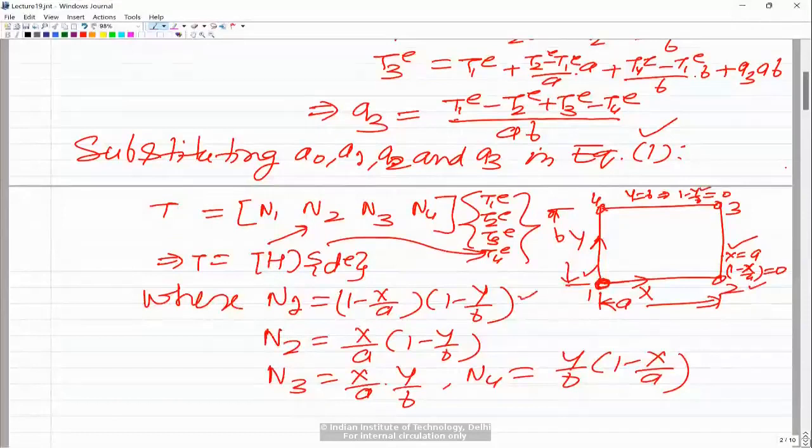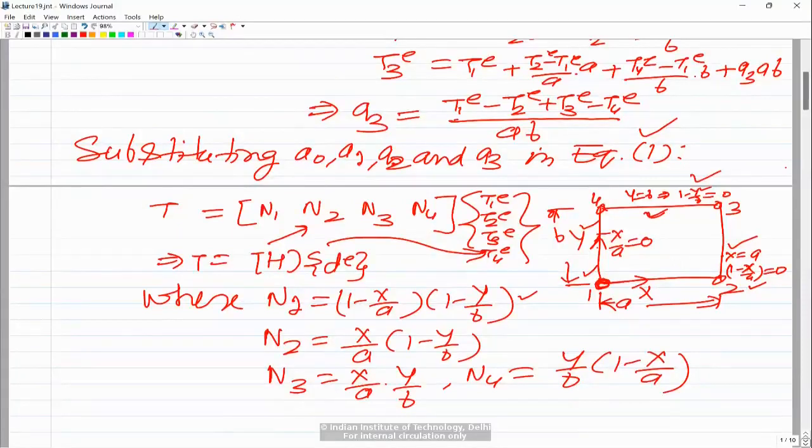Then to write N2, you take the equation of this line and the equation of this line. The equation of this line is already 1 minus y by b equal to 0, and the equation of this line is x equal to 0. I can say x upon a equal to 0. So you multiply the equation of this line, which is x upon a equal to 0, and the equation of this line, which is 1 minus y upon b equal to 0.